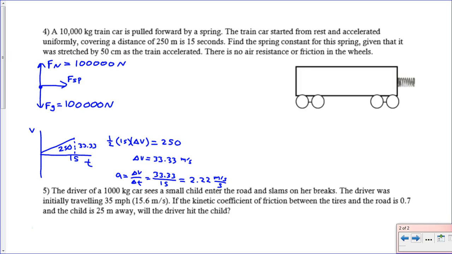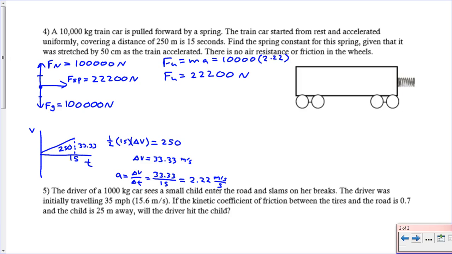The reason that's helpful is because then we can do Fnet equals ma. The mass is 10,000. The acceleration is 2.22. All right, and so you end up with Fnet equals 22,200. So this here then, since the normal and the gravitational balance out, our Fnet is our Fsp in this case. All right, so this is 22,200 newtons.